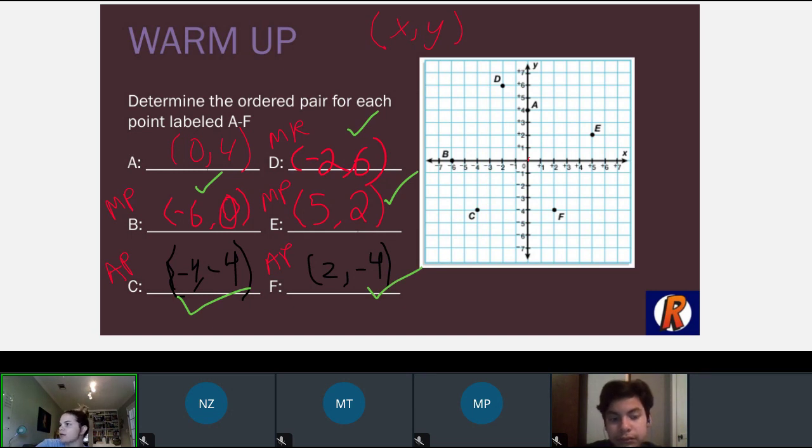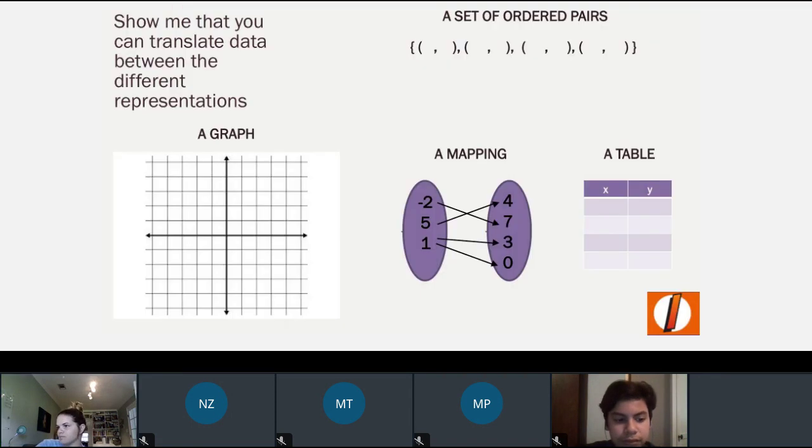So any questions about any of those points? The reason that we're working on that is because we're going to start evaluating some functions. We're going to be looking at a graph like this, and we're going to be talking about functions, and we're going to need to be able to write a function in various forms. So let me show you what I mean.